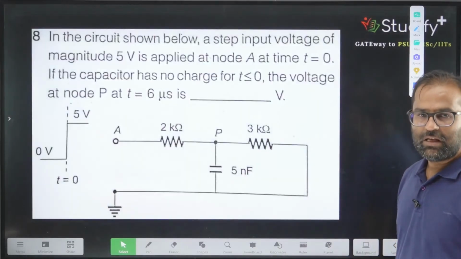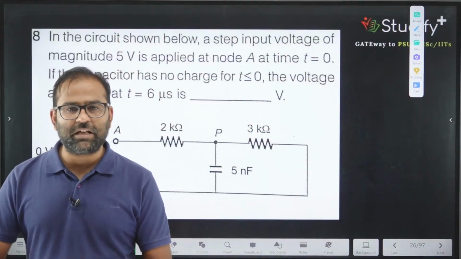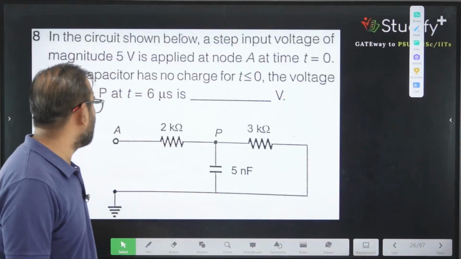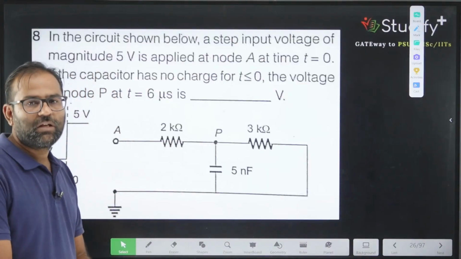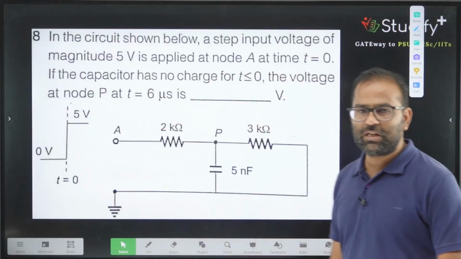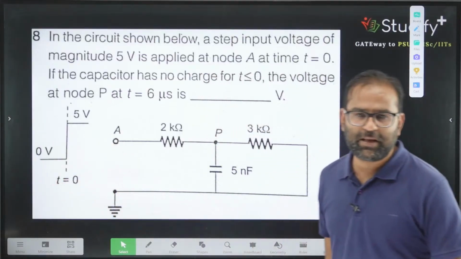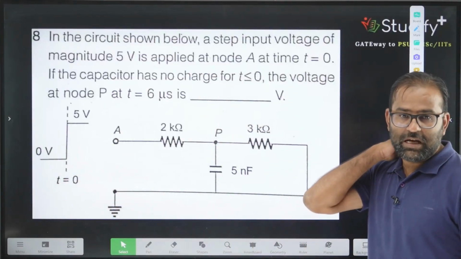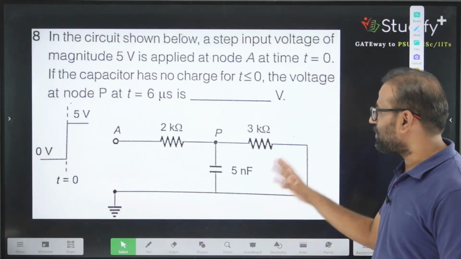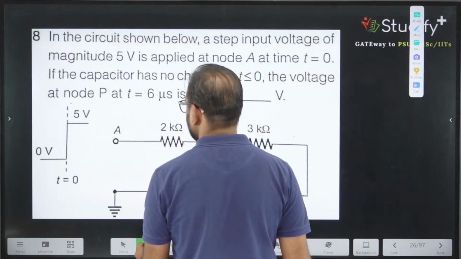Okay. Let's see this variety of question. In the circuit shown below, a step voltage of magnitude 5 volt is applied at node A at the time t equal to 0. If the capacitor has no charge for t less than 0, meaning 0 volt is applied, then what is the voltage at node P at t equal to 6 microsecond?